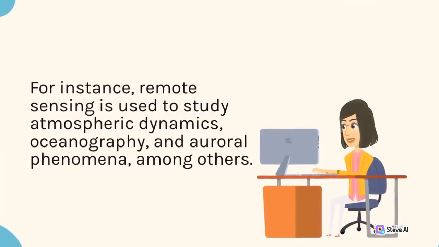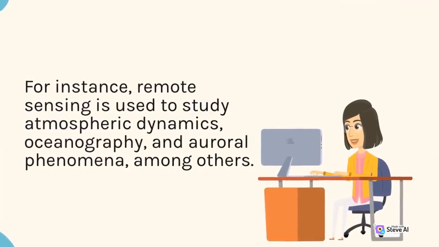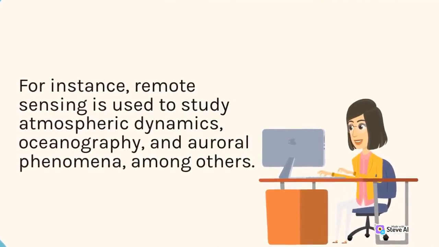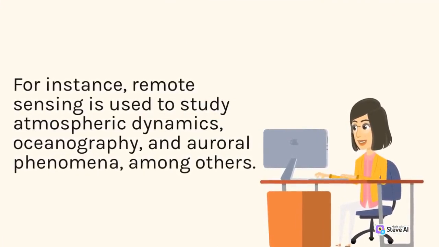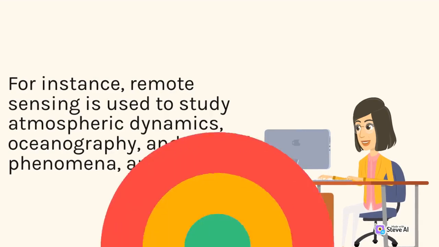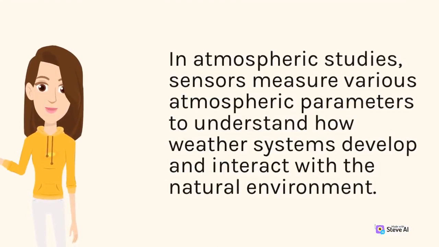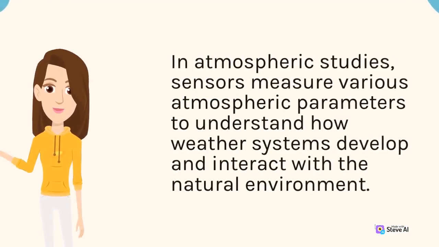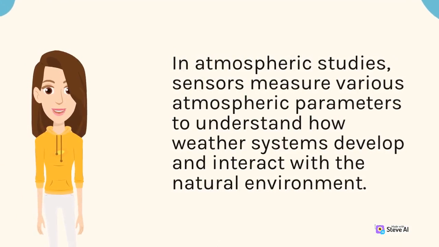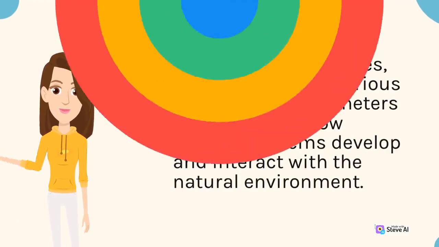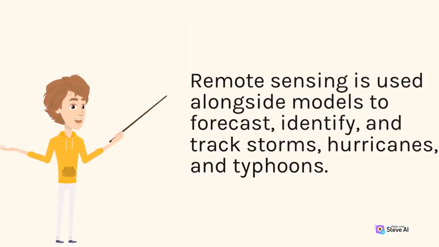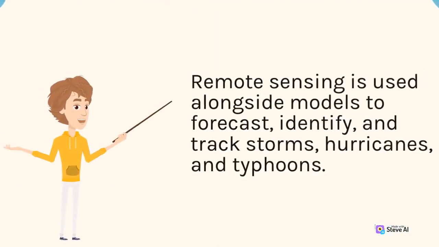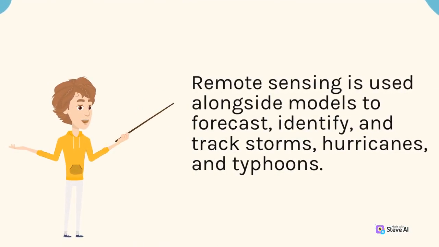For instance, remote sensing is used to study atmospheric dynamics, oceanography, and auroral phenomena, among others. In atmospheric studies, sensors measure various atmospheric parameters to understand how weather systems develop and interact with the natural environment. Remote sensing is used alongside models to forecast, identify, and track storms, hurricanes, and typhoons.